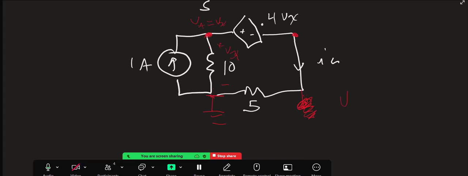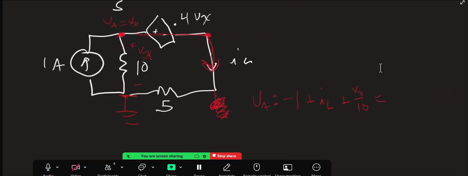Okay, so I said that currents coming in are negative, so that's -1, and currents going out are positive, so the current coming out is plus IL going in this direction, because these are all in series. And it also has a current going down of Vx over 10. And all that has to equal 0.